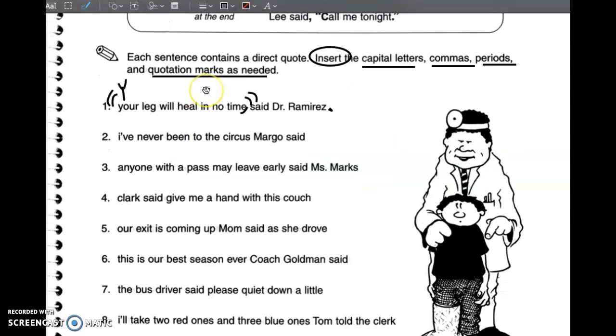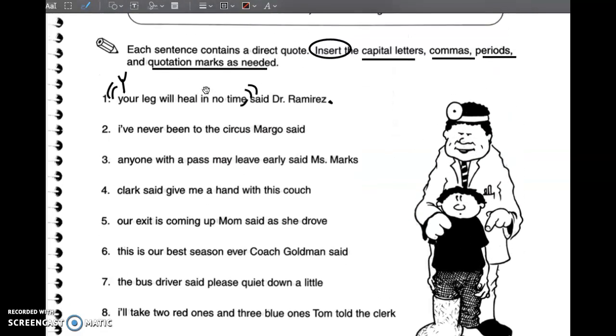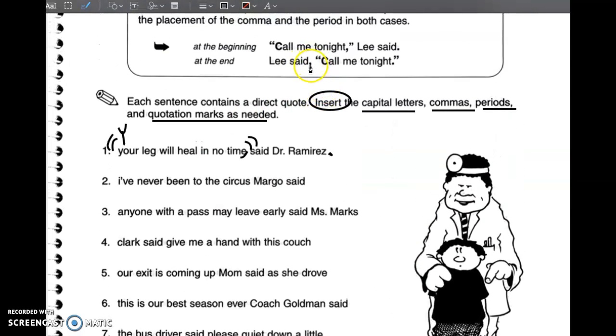All right, continue down through. Remember to use the punctuation where it needs to go. Remember to capitalize all first letters inside of the quotation marks and all of the first words of the sentence. Remember to have punctuation at the end of each sentence.